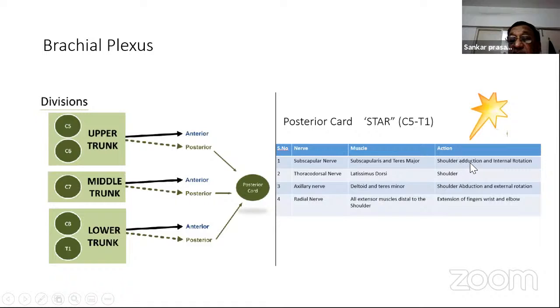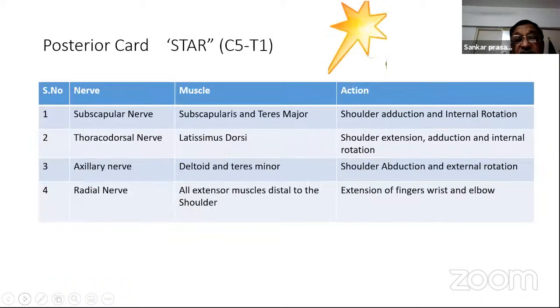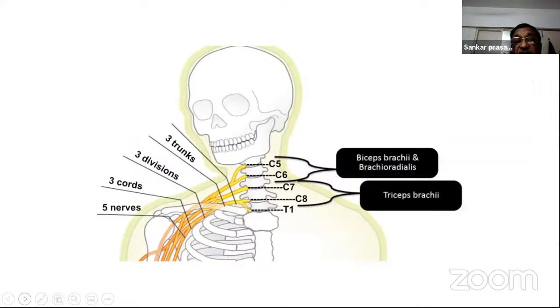The shoulder adduction and internal rotation is by the subscapular nerve. So our patients come with this type of complaint, asking what is happening: shoulder adduction and internal rotation, shoulder abduction and external rotation, extension of the fingers, wrist and elbow. Weakness in these areas should make us think what muscles are affected and what nerves are affected. This is the clue to our clinical acumen, which we have to develop slowly, and this is the same thing which we have studied.